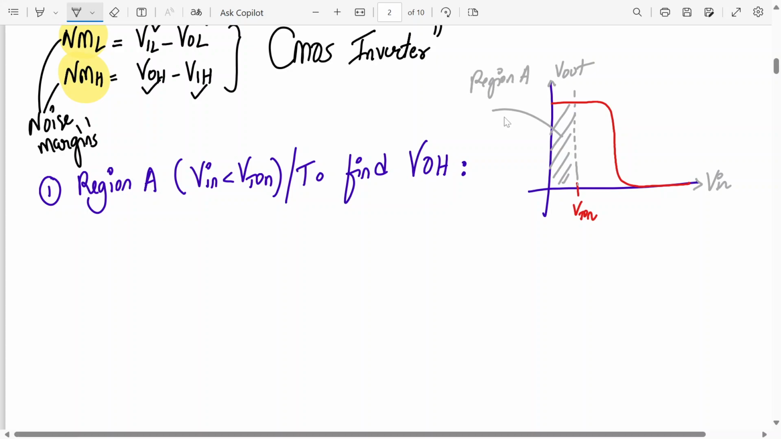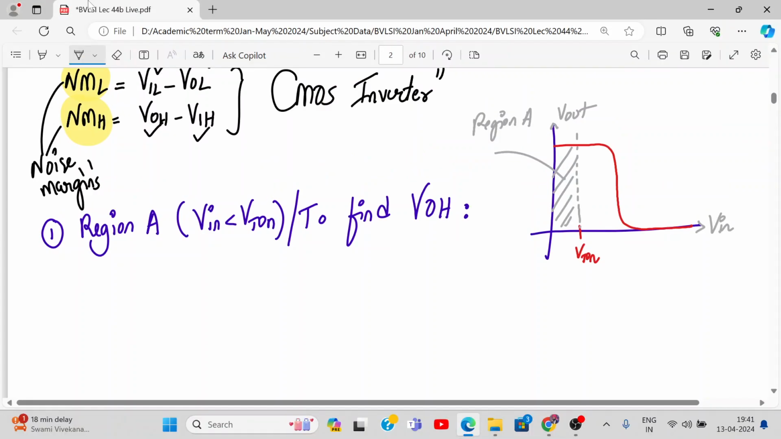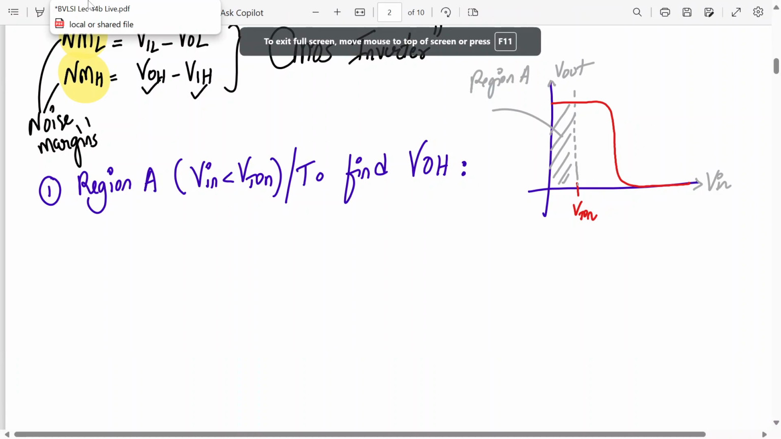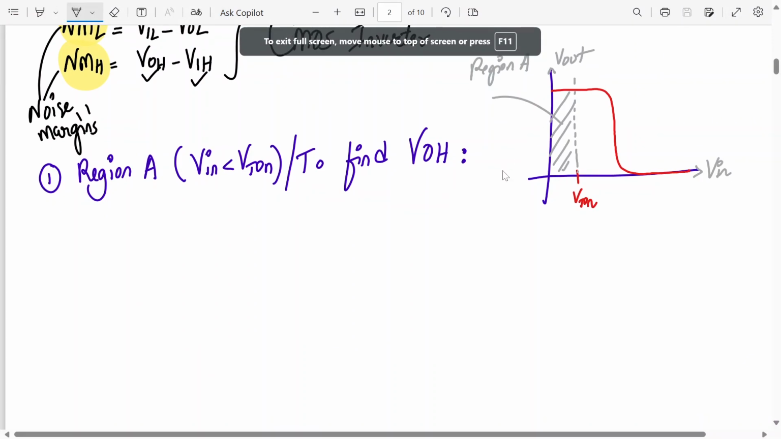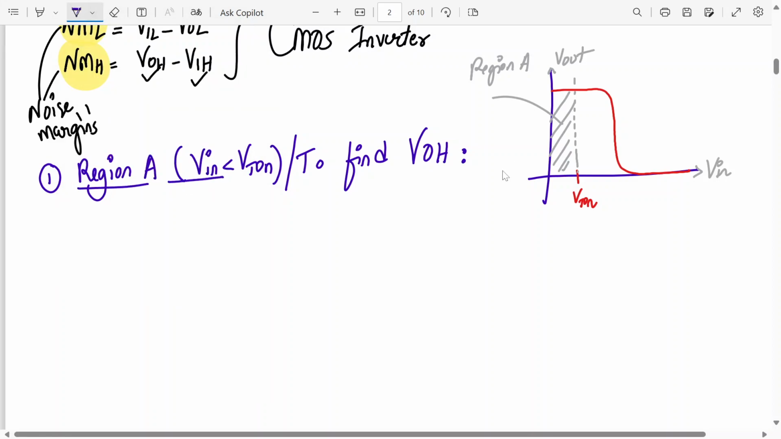So whenever Vin is less than VTON, what will happen? Can you tell me? Which transistor is off, which is on? We have done this many times now. Today I've repeated the same thing 4 times. Region number A. Tell me. So let's write down.